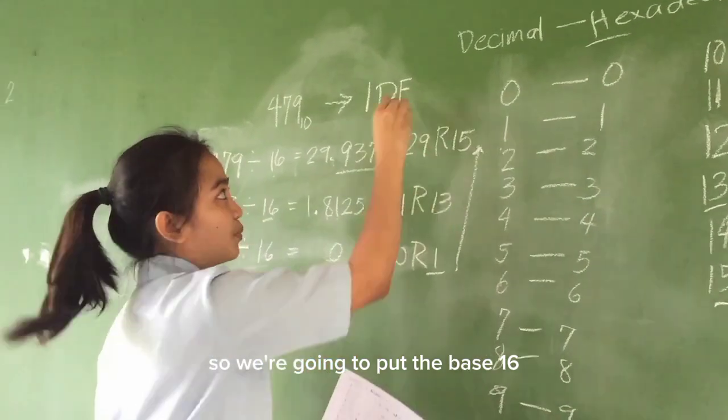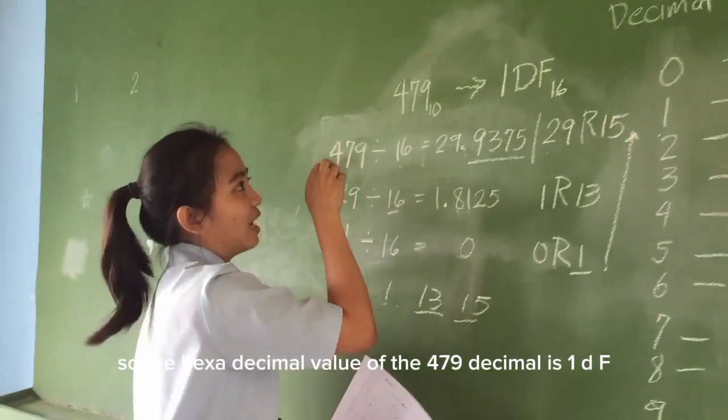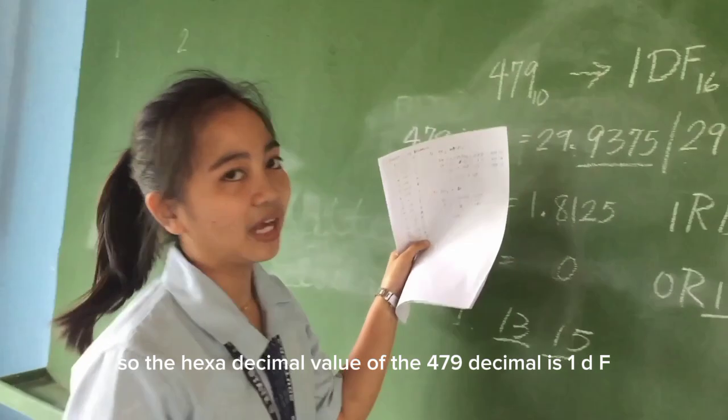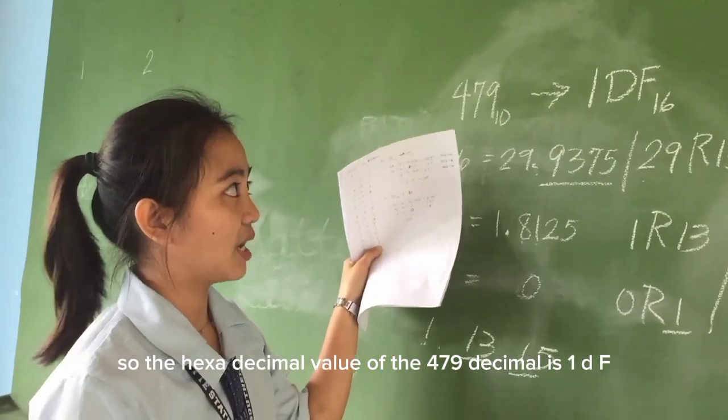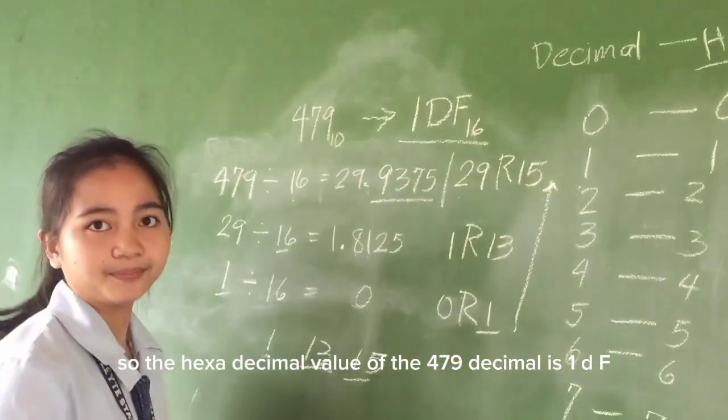So we're going to put the base 16. So the hexadecimal value of the 479 decimal is 1DF.